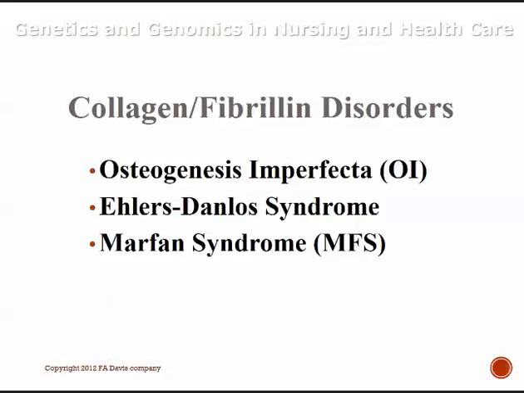The collagen and fibrillin disorders that we're going to talk about in this chapter are osteogenesis imperfecta, Ehlers-Danlos syndrome, and Marfan syndrome.